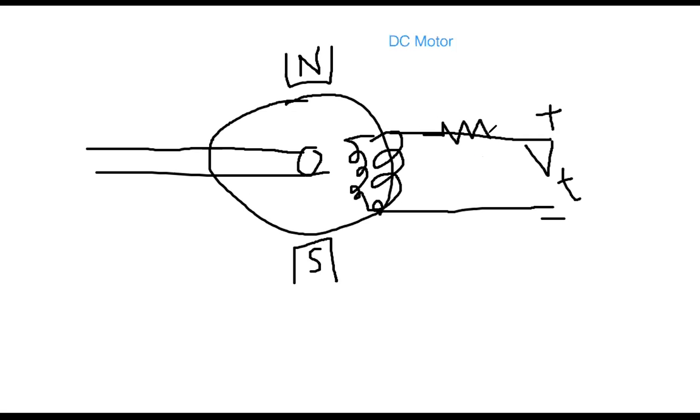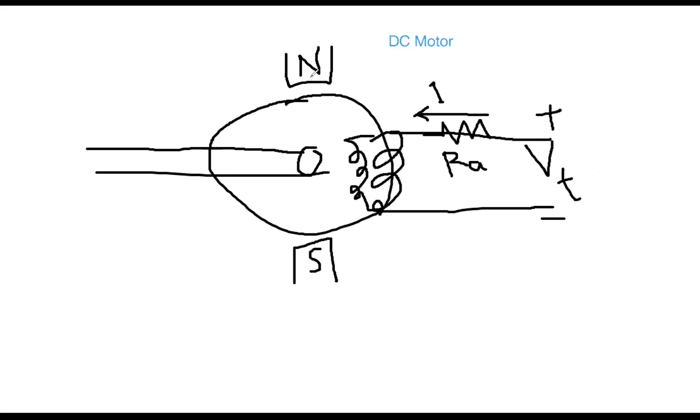Let me draw that resistance here. For example, this is RA, the armature resistance, and this is the direction of the current flow. Everybody see, we are discussing a DC motor. First, we applied some DC voltage, which is VT, and then current is going to the armature coils.